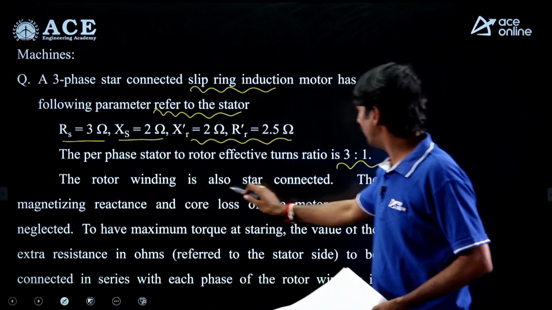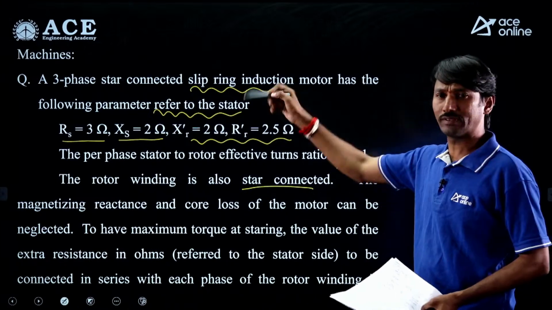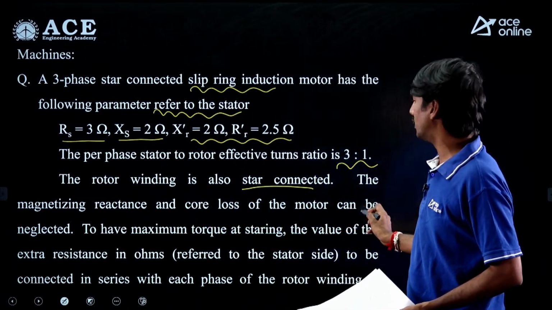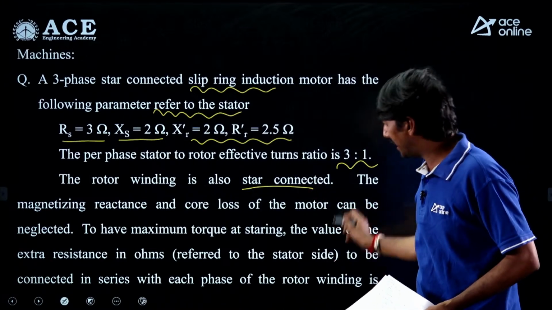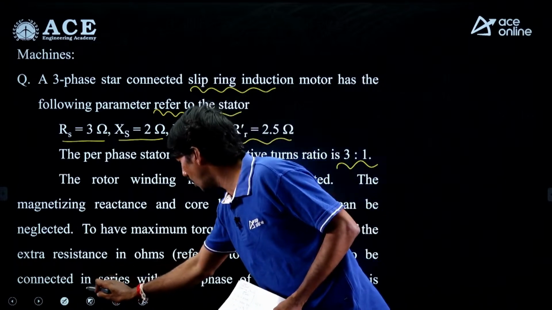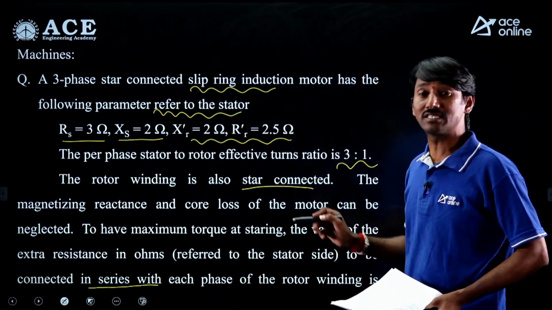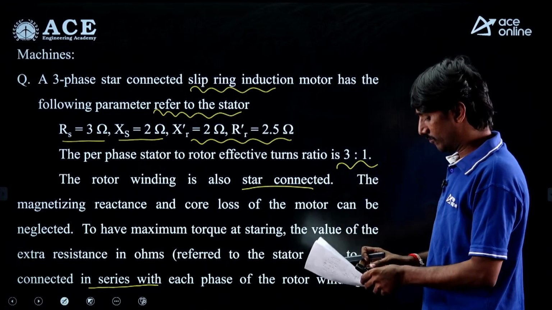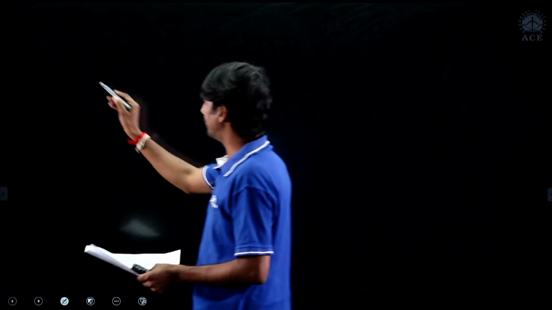The rotor winding is also star connected, so both are star connected. The magnetizing reactance and core loss of the motor can be neglected. Based on this, what he is asking is how much resistance must be connected externally. For this, one formula is there.